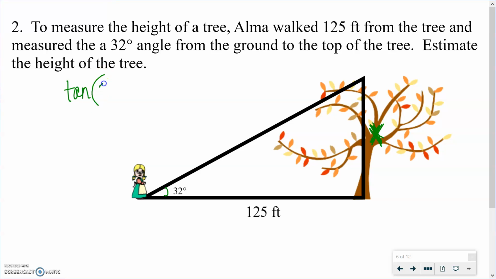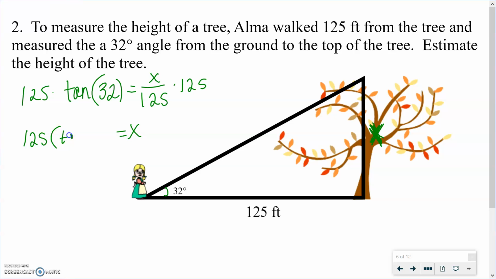Okay, so we're going to do tangent of 32 degrees equals the opposite, x, over 125. Okay, so then we want to solve for x just like we would any other time. We're going to multiply both sides by 125, and then we get x equals 125 times the tangent of 32. Now is when you're going to plug in the tangent of 32 into your calculator. So type in the tangent of 32 in whatever calculator you're using, and make sure it's in degrees.